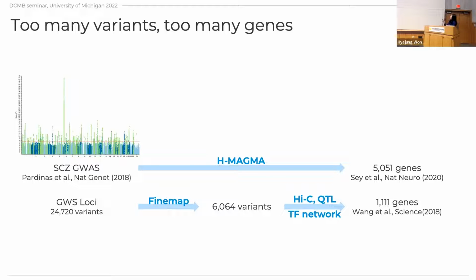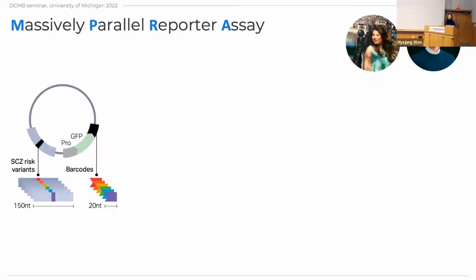And by leveraging multiple gene mapping algorithms, we can map these variants to roughly 1,100 genes. Even if this is one fifth of the original gene list, we still think that this is too many. So we were wondering whether there is a way that we can even further prioritize the variants coming from these fine mapped schizophrenia variants. For doing that, we performed a massively parallel reporter assay, or I will call it MPRA from here. And this has been largely spearheaded by two very talented graduate students, Jessica and Sol.